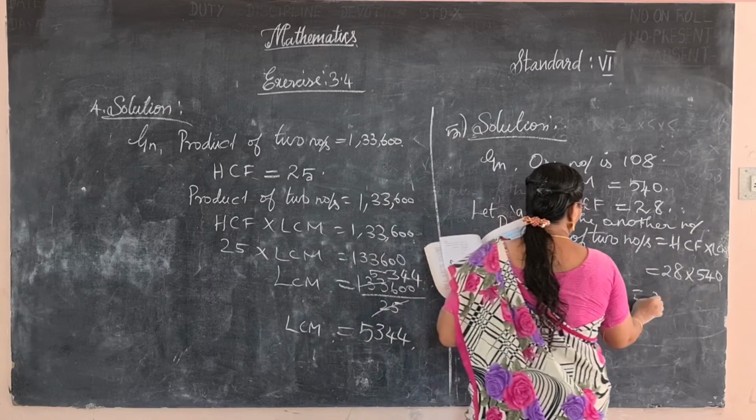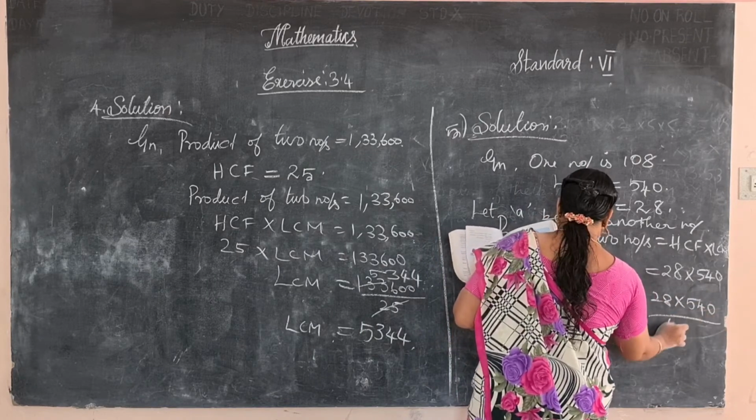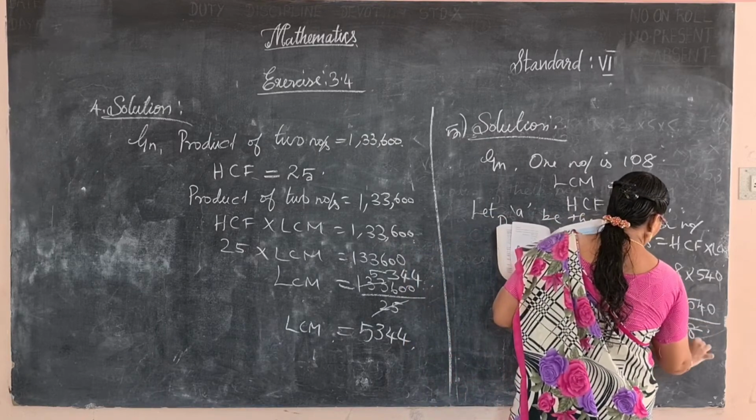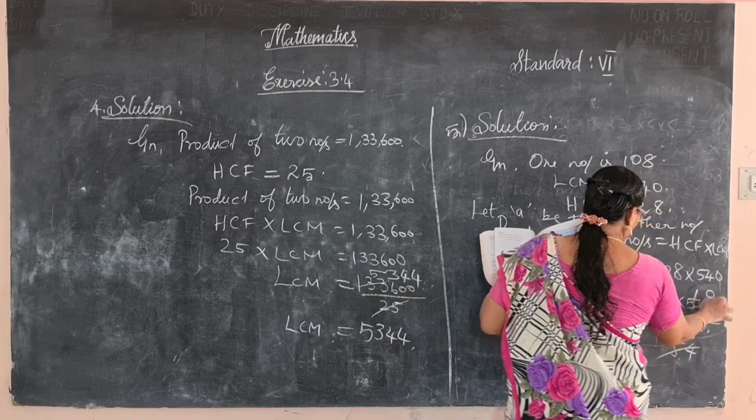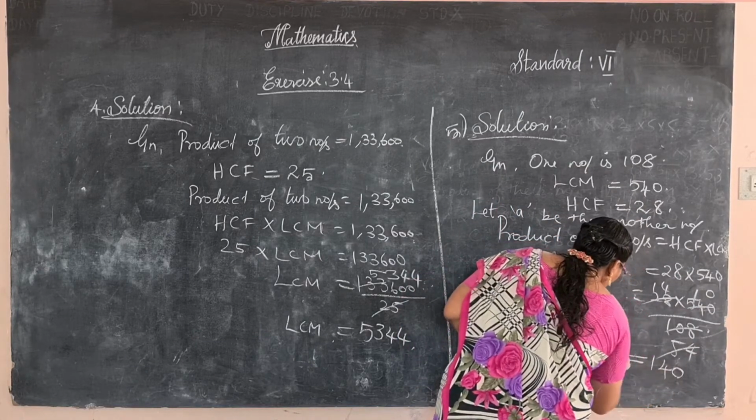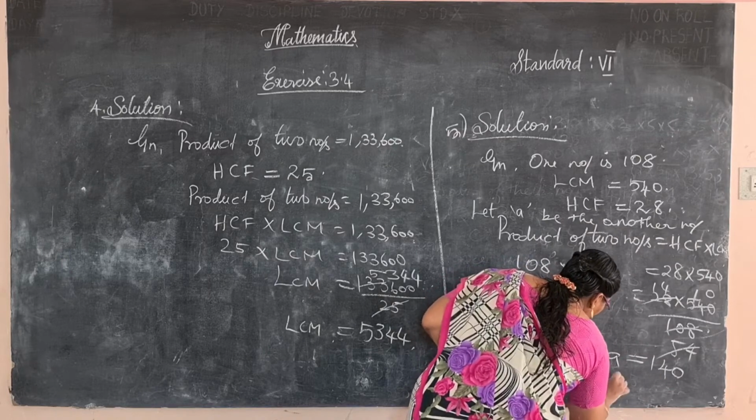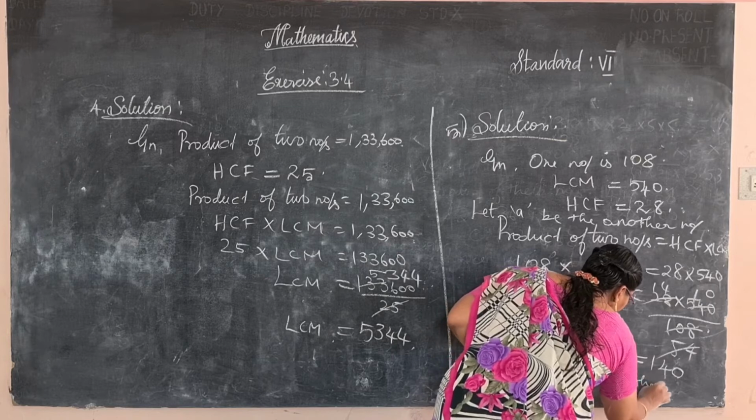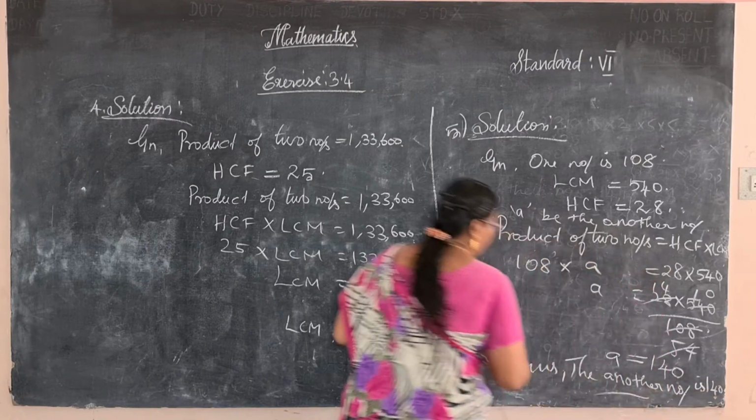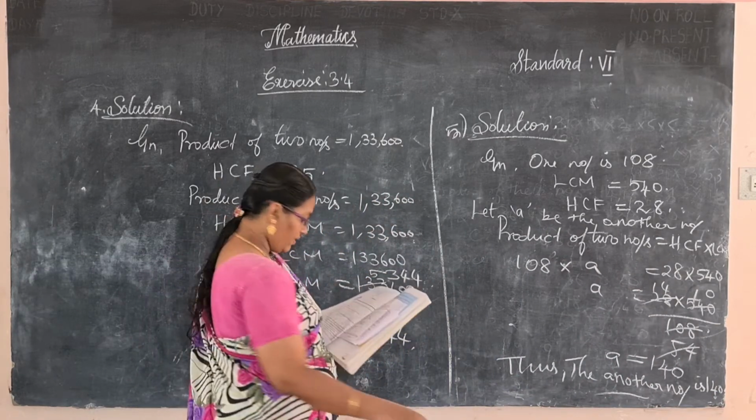Okay, so A is equal to 28 into 540 by 108. It cancels in 2 table, 4, 54, 54 cancel. So answer is 140. So thus the other number is 140. Okay. And 6th one is homework. Now move to the 7th problem.